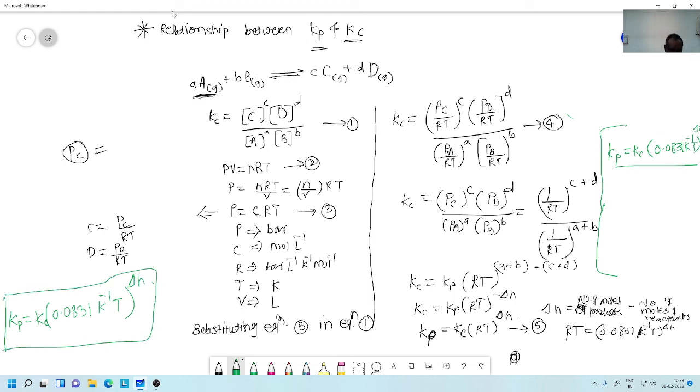When we express the concentration term, if you want to express this Kp, the pressure equilibrium constant, in terms of Kc, it has to be multiplied by the molar gas constant value multiplied by temperature raised to the power delta n. This is the relation between Kp and Kc.